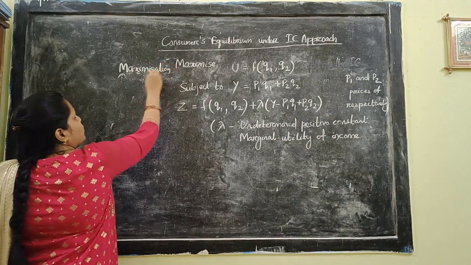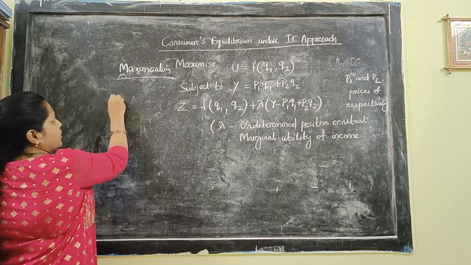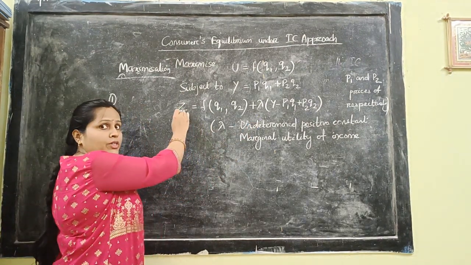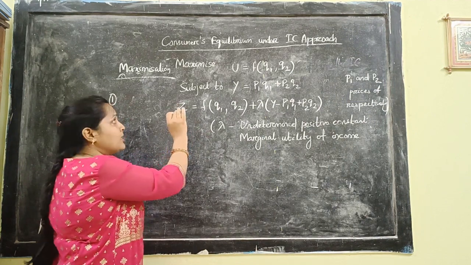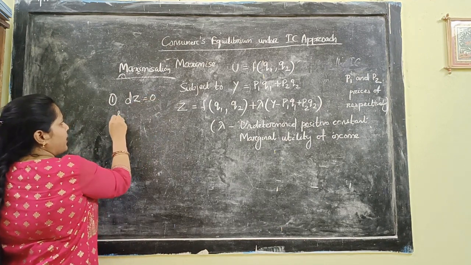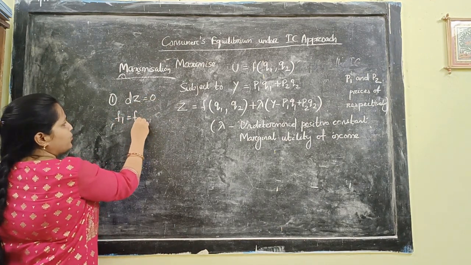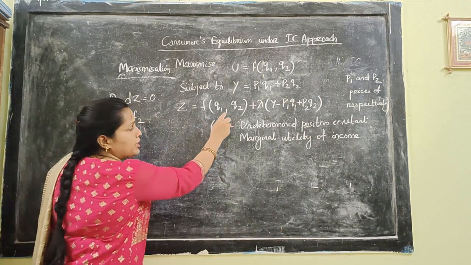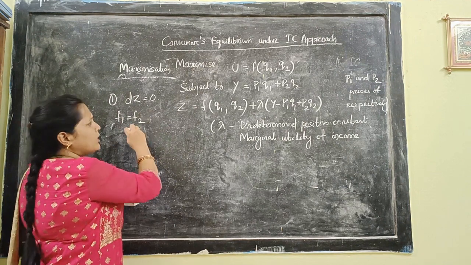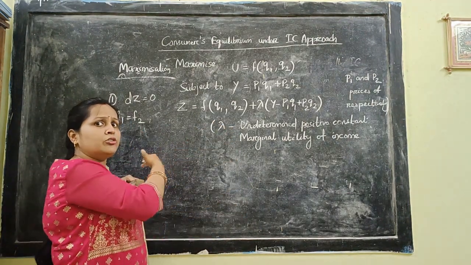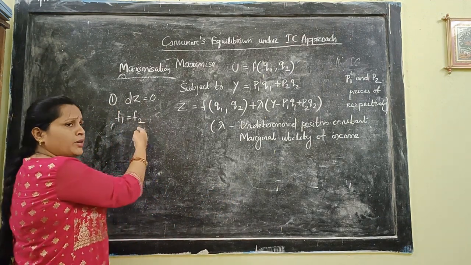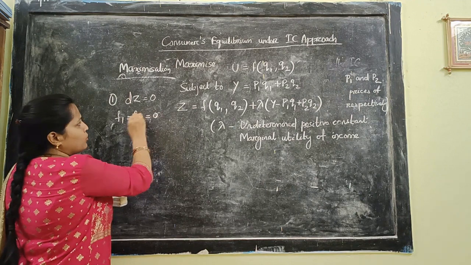The first order condition for maximization: suppose this is z, we have denoted the composite objective function as z. So it will be dz equal to 0. What does this imply? F1 equals F2 equals 0, since we have taken only two commodities. If you are taking n number of commodities, you can extend it to n marginal utilities.